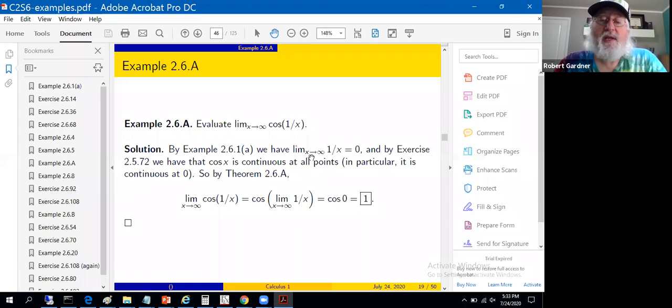The limit as x approaches infinity of 1 over x equals 0. The cosine function is continuous at 0. Then the limit as x approaches infinity of cosine 1 over x is the same as the cosine of the limit as x approaches infinity of 1 over x. You can take that limit inside the cosine function because it's continuous at the limit value. The limit value is 0. Cosine is continuous everywhere, but continuity at 0 is what matters here. And the cosine of 0 equals 1. So there's the limit. That one's actually quite easy, but it illustrates that theorem 2.6.a.